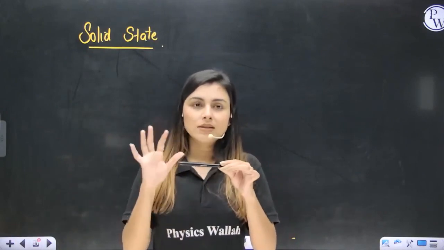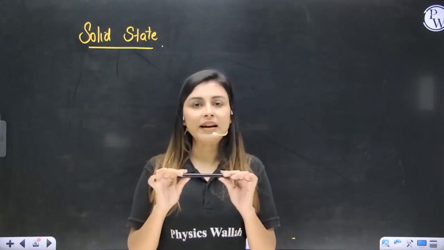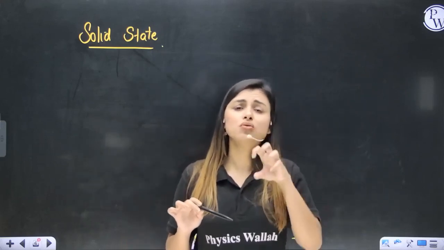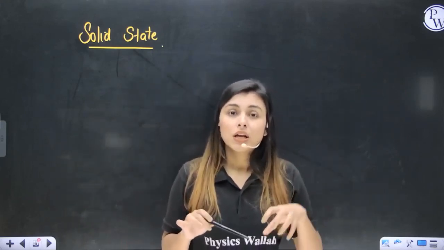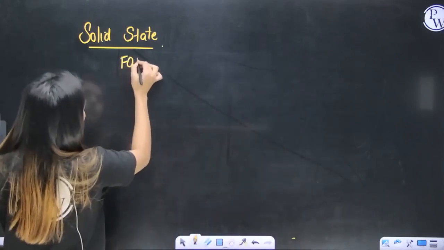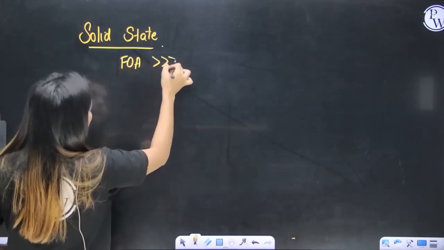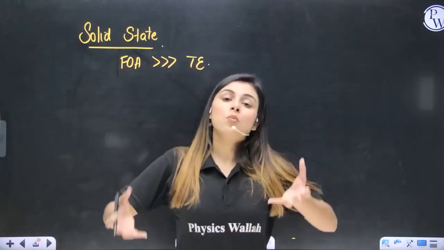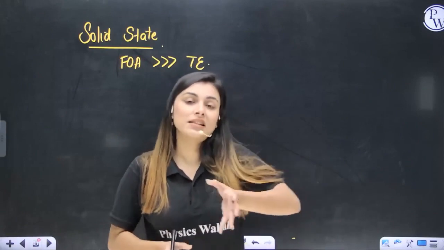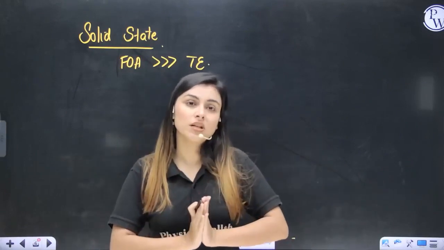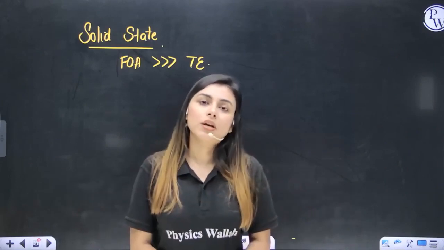In solid state, all the particles are very close to each other. They don't have a random motion, right? Yes. This means that particles have a very strong force of attraction. So I can say that solid state will only exist when your force of attraction will dominate over the thermal energy. That is, the particles will have more of the force of attraction as compared to the thermal energy. And that is the reason particles will stay close to each other and you will get a solid state.